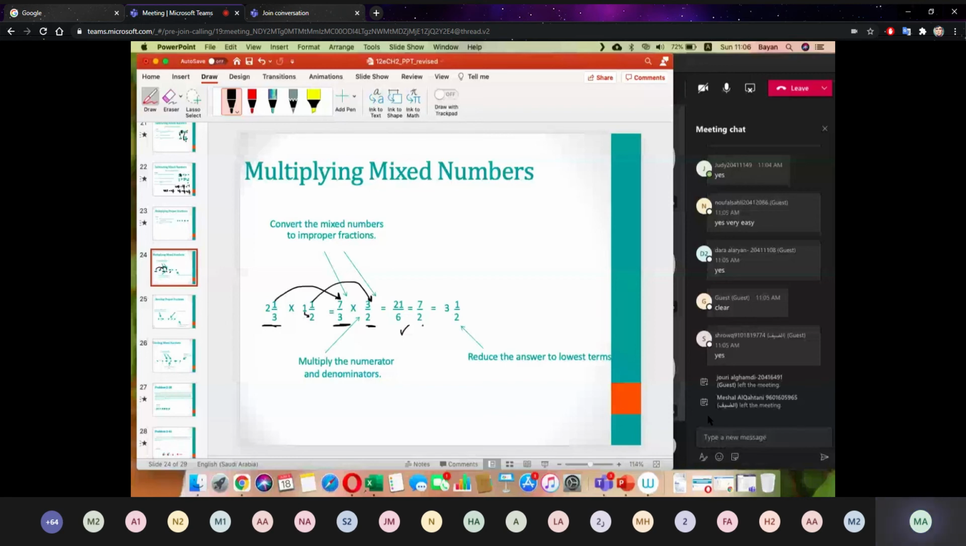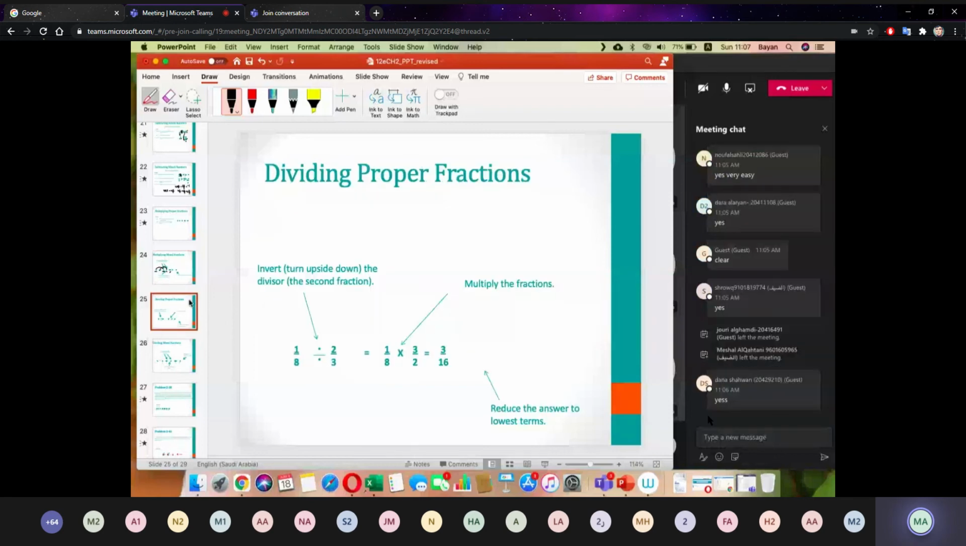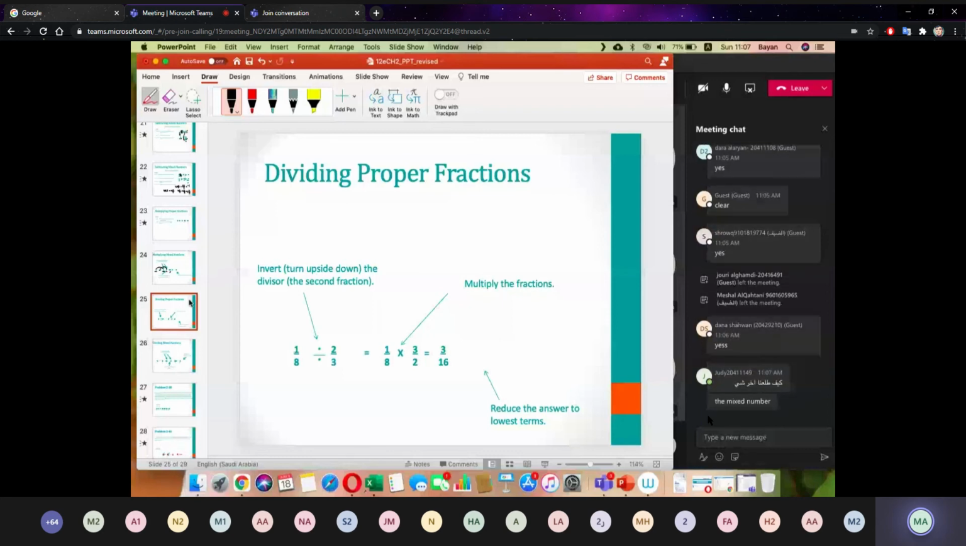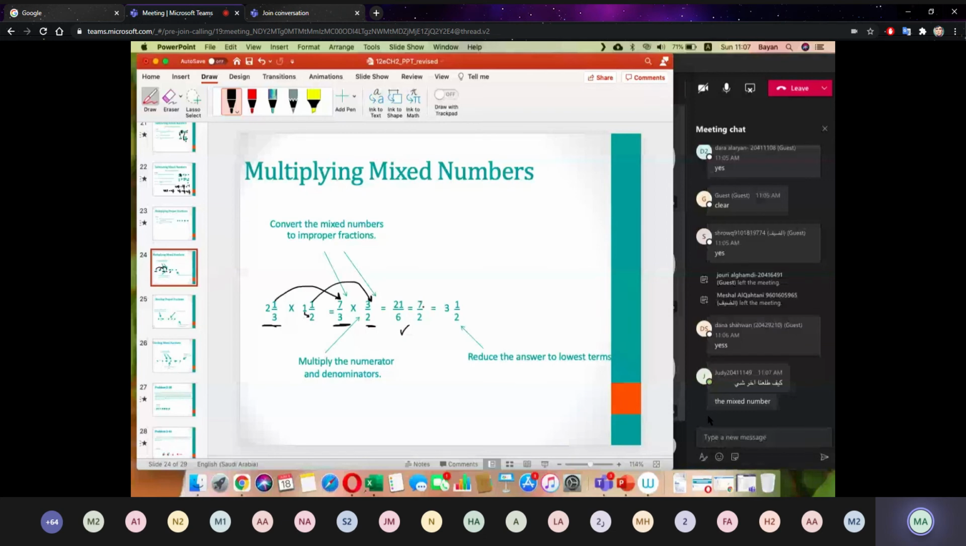Convert mixed number to become improper fraction. Now we're gonna divide proper fractions. 1 over 8 divided by 2 over 3. What should we do? Convert it, Judy. Convert mixed number to become improper fraction. Then you multiply. Then you reduce it to the lowest term. Divide 7 by 2 will give you a mixed number.